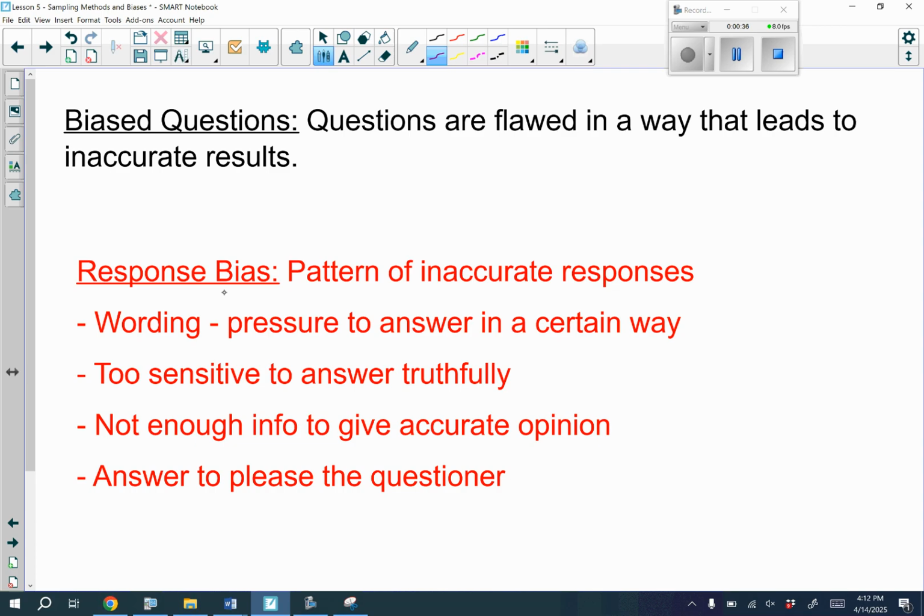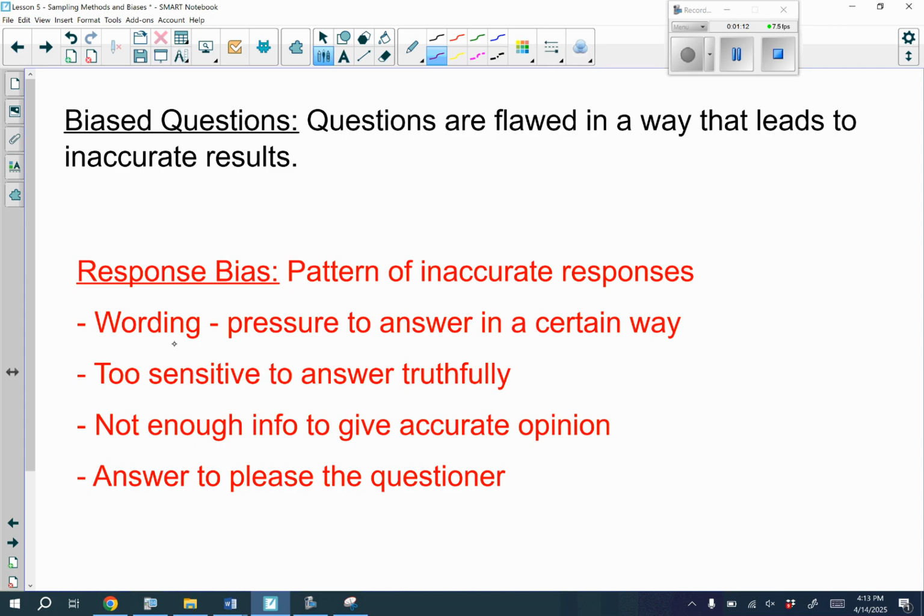So let's talk about response bias. A pattern of inaccurate responses. So wording: the wording of the question could pressure someone to answer in a certain way. And then maybe it's too sensitive to answer truthfully. Maybe you lie, like in the last example, 6, when we talked about the kids polling that 90% of them actually do their homework. Well, some of them could be lying about that because maybe they're too sensitive or being pressured to answer it a certain way because they don't want to get in trouble.